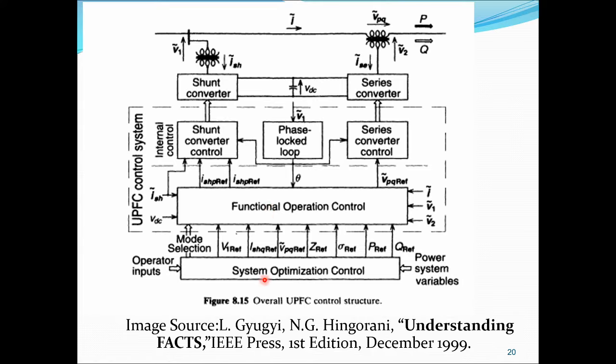Another one: two blocks, system optimization control. All parameters are given to this one. From that, I would like to select in order to operate the series converter control and shunt converter control. Then it gives to the shunt converters. Yeah, remember this particular thing. It also plays a crucial role in the control scheme.